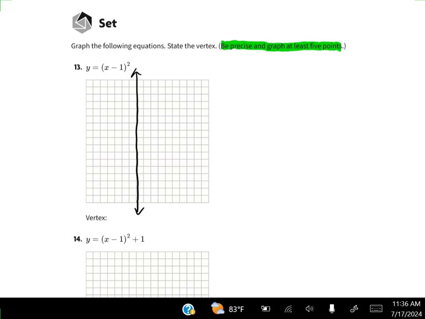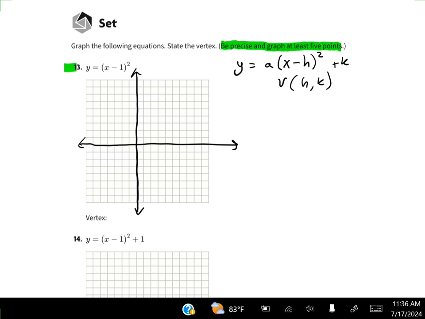We're not even doing... Yes, we are doing the right problem. Forgot to highlight the 13. So in this case, this is in vertex form of a quadratic, and you'll generally see this as y equals a(x minus h) squared plus k, where the vertex is at (h, k).